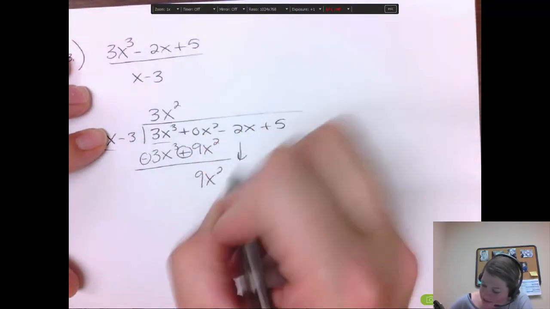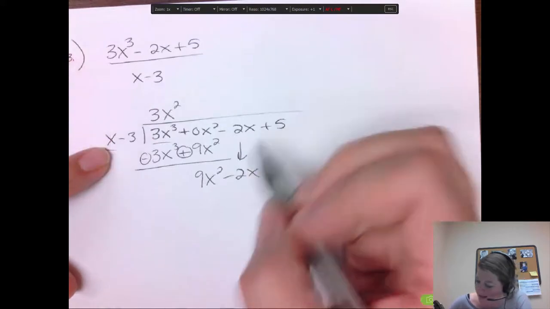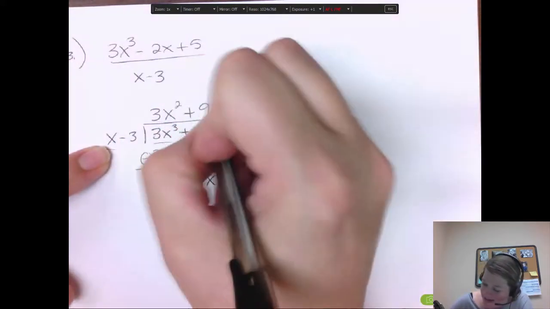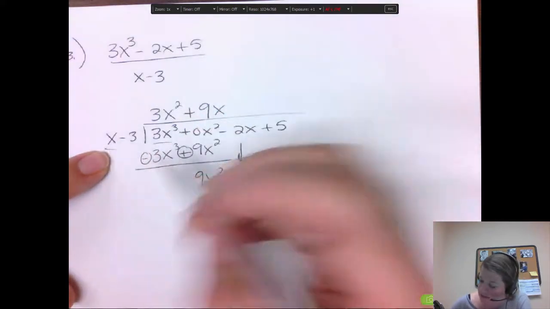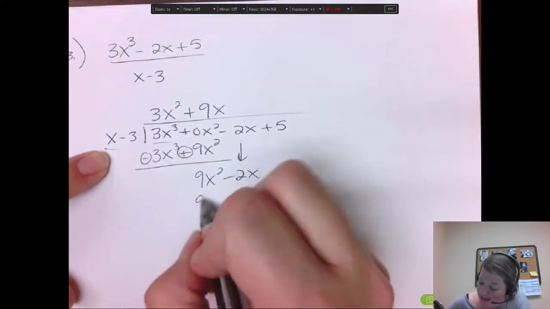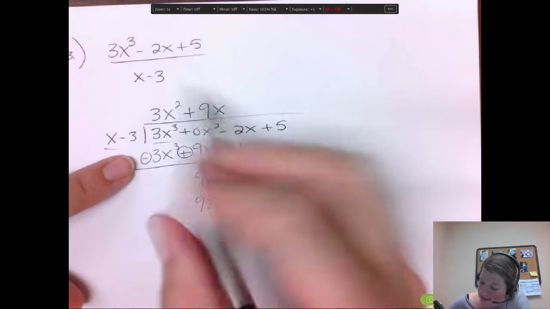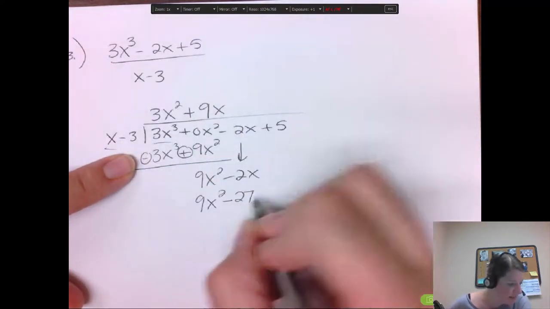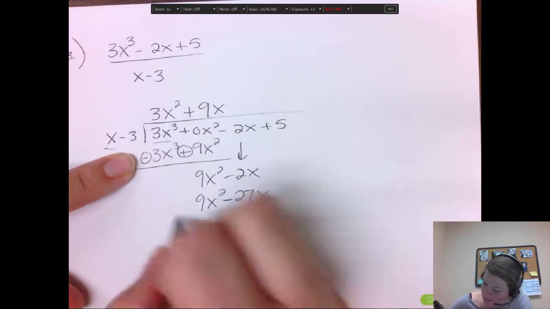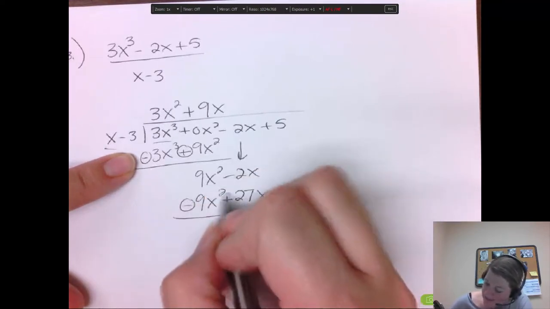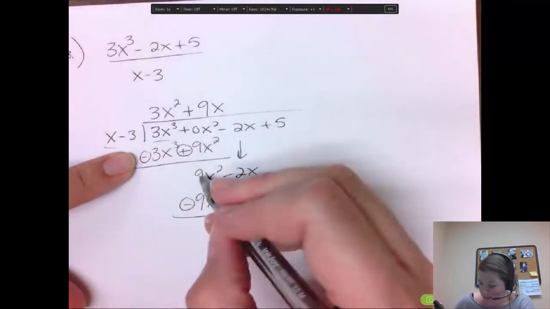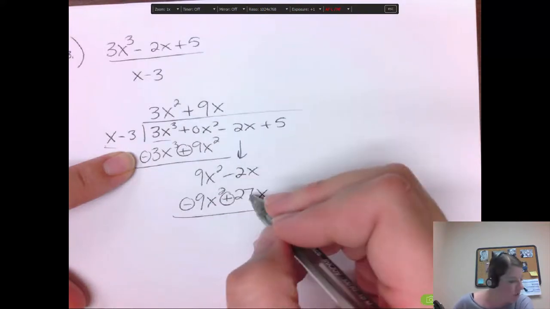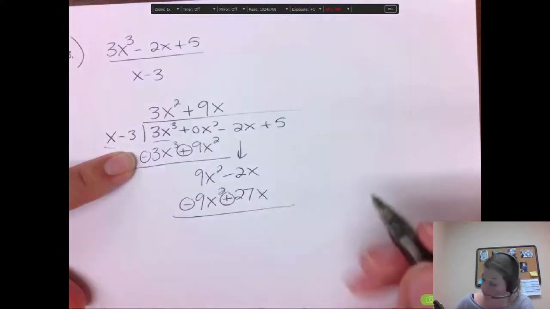Bring down my next term, and I look, x times what would give us 9x? Well, it'd be a positive 9 and an x. 9x times x is 9x squared. 9x times negative 3 is negative 27 x's. Again, change your signs and add them down, so that makes 0. Negative 2 plus 27 is going to make 25x.